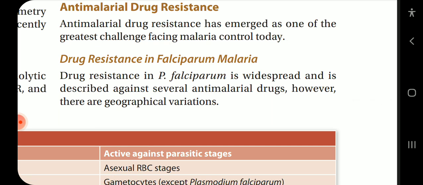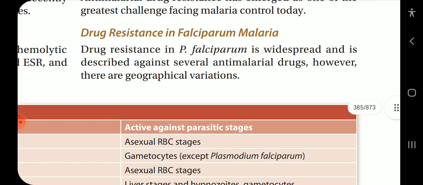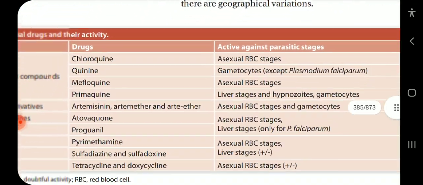Anti-malarial drug resistance has emerged as one of the greatest challenges facing malaria control today. Drug resistance in falciparum malaria is widespread and is described against several anti-malarial drugs. However, there are geographical variations.